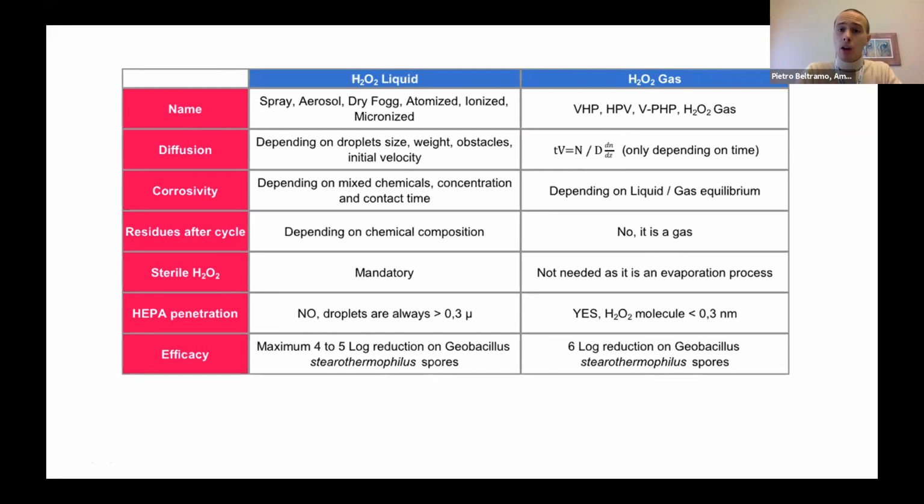So if you wait long enough, every single point of your area will be reached. It doesn't matter how complex it is. It doesn't matter how many obstacles you can find. It's a gas. It will be sooner or later, but every single point will be reached.